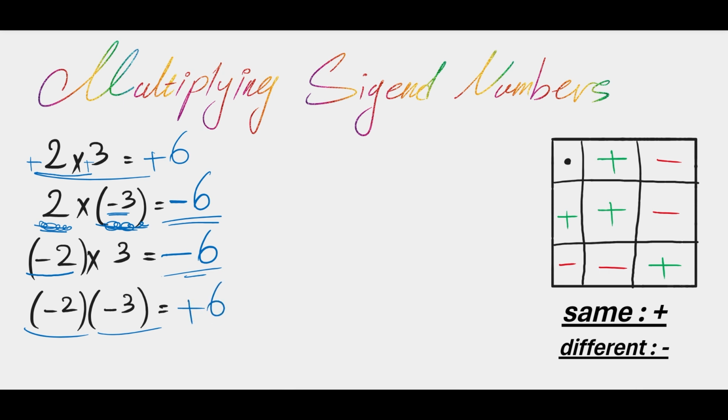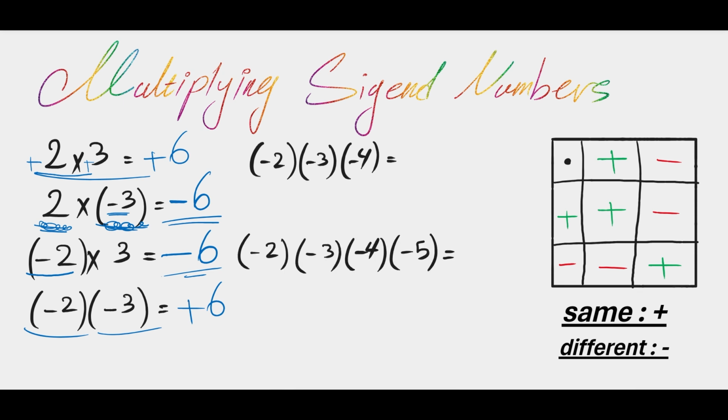Now keep in mind that this logic only applies when you're multiplying together just two signed numbers. If you're multiplying together more than two numbers, so you have 3 numbers that you're multiplying together or 4 numbers that you're multiplying together, this logic doesn't necessarily hold. So for example, if I want to multiply together negative 2 times negative 3 times negative 4, or if I want to multiply together negative 2 times negative 3 times negative 4 times negative 5, our results are going to be different. So here I have negative 2, negative 3 and negative 4.